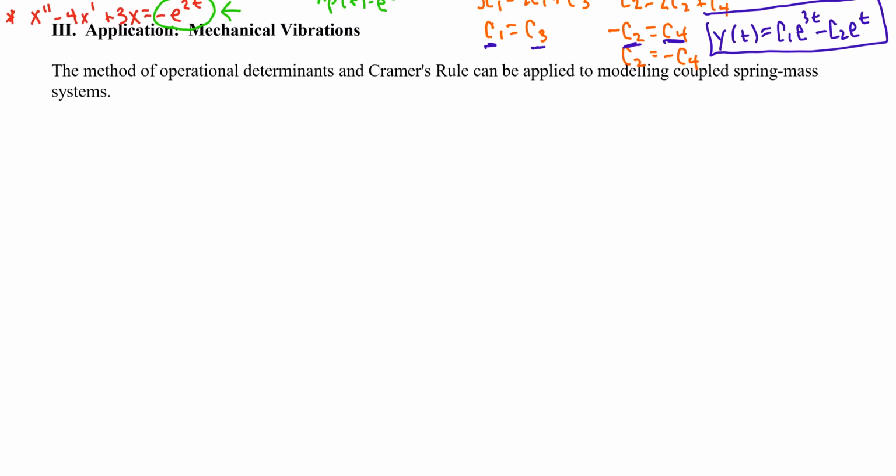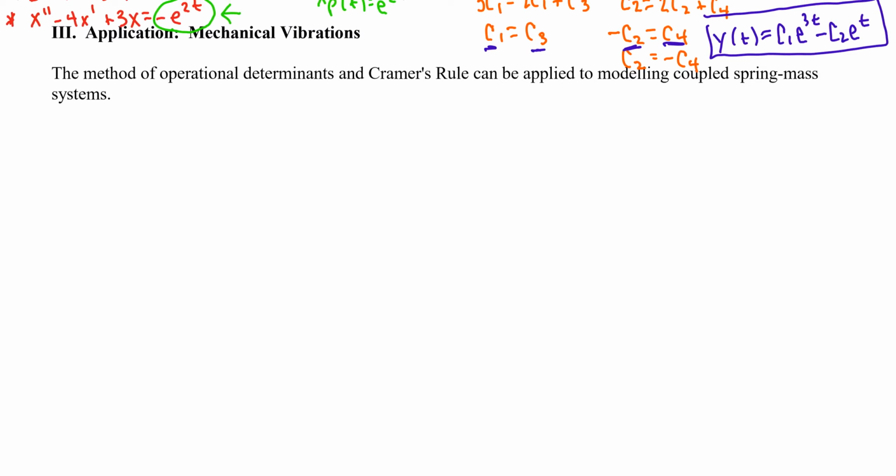Part 3, we're considering our theme for the semester, mechanical vibrations. We've looked at this in many different ways. Today we're going to be looking at a coupled spring mass system, modeling that with a system of differential equations and solving with our new methods. So we're going to be applying this method of operational determinants and Cramer's rule to our spring mass systems.